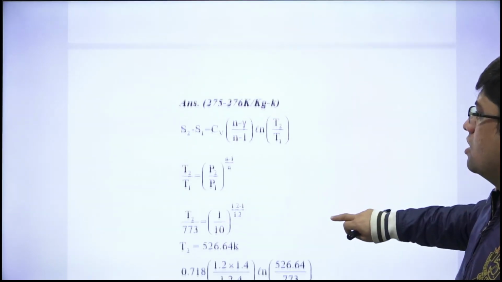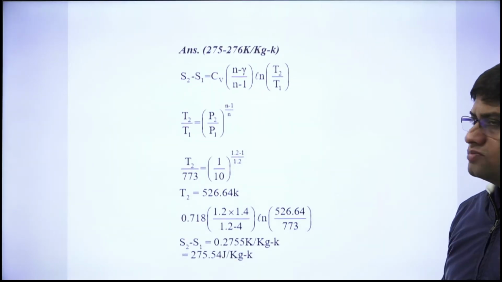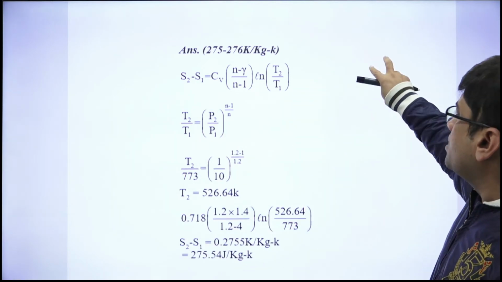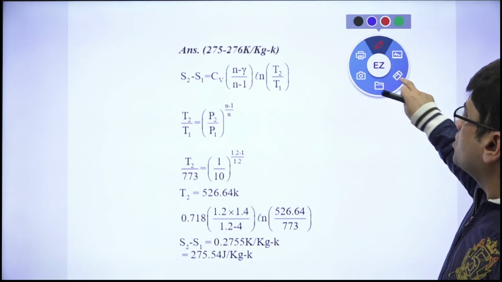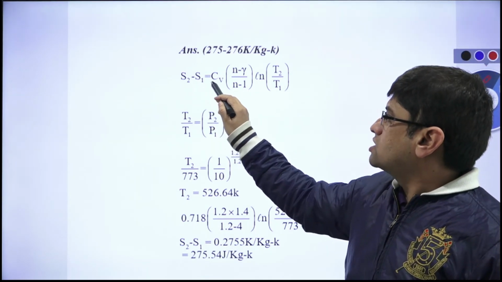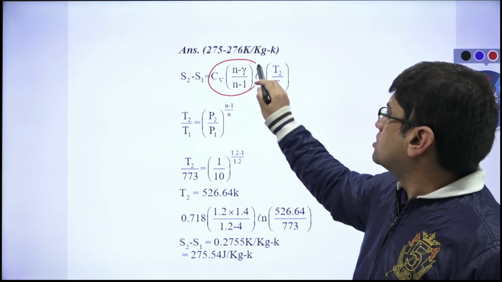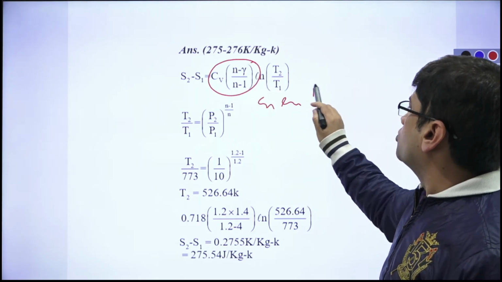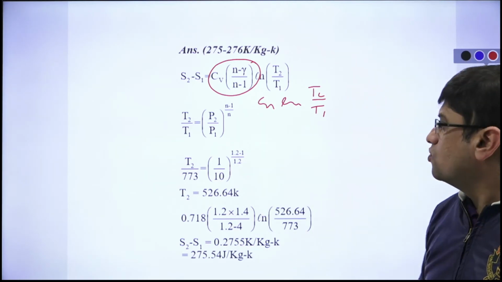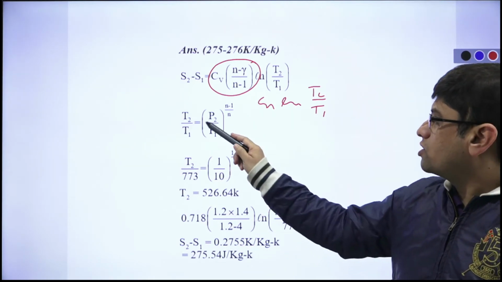So see what is the solution given to us. There may be some mistakes here, don't bother about that, just you calculate. Printing mistakes, calculation mistakes, that problem can be there, but this is the formula, you know. S2 minus S1 is equal to Cn log of T2 by T1, and because mass is 1 kg, you can take m as 1. Understand?